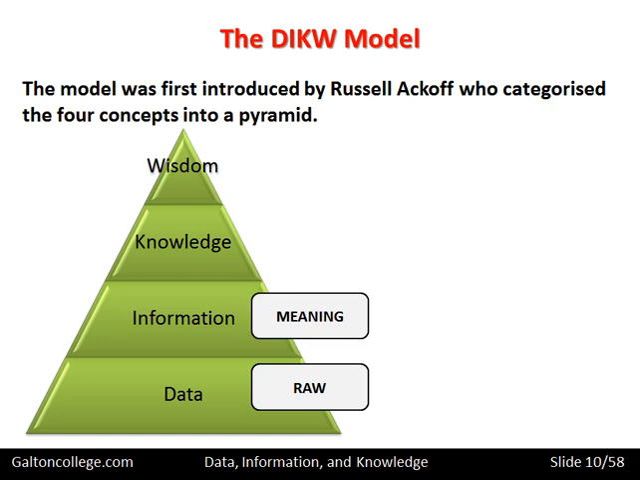Information has meaning. Information is useful. Information is processed data. So there's quite a big difference between information and data. And when we have information, we can use it. We can use information in a certain context. That's what gives us knowledge.